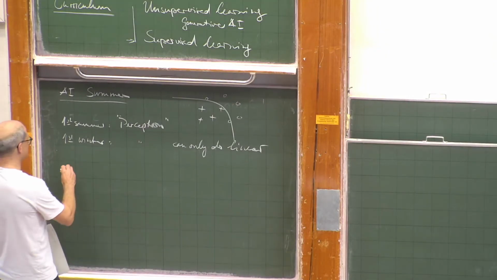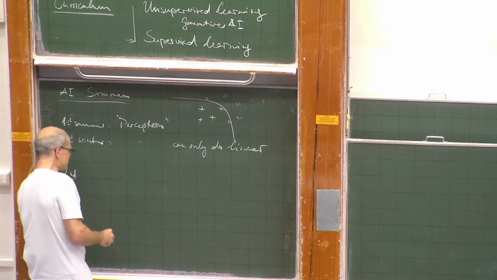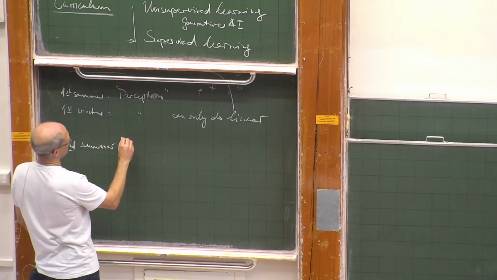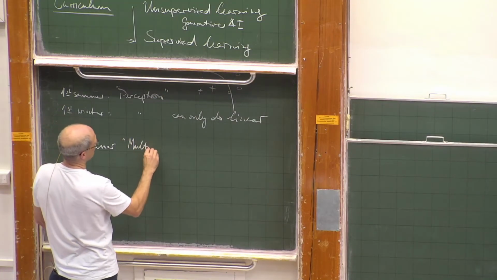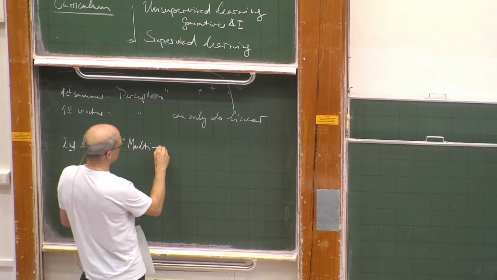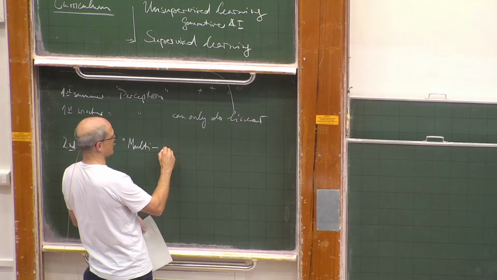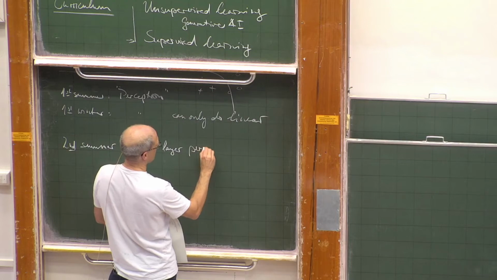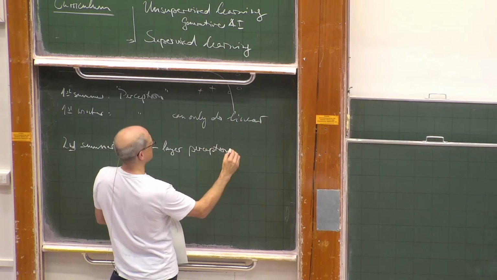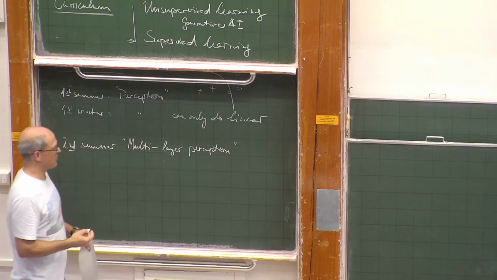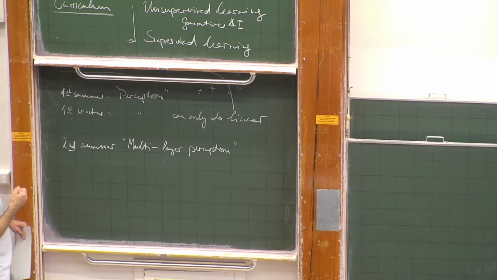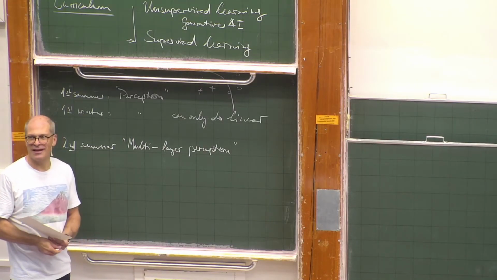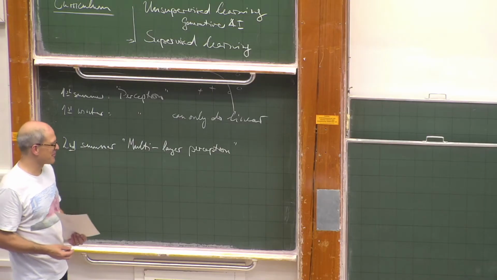Then there was a second summer. This was, I would say, in the 80s, when people figured out, okay, a single perceptron can only do linear, but if we combine many of these and give them nonlinear activation functions, then we can build multi-layer perceptrons. So there was that, and there was the backprop algorithm. This was late 80s. And again, people were very excited about it, people being mostly electrical engineers who worked with that at the time.